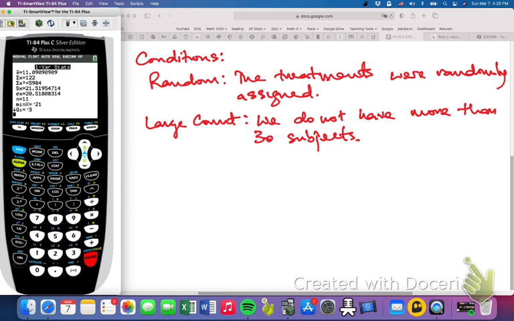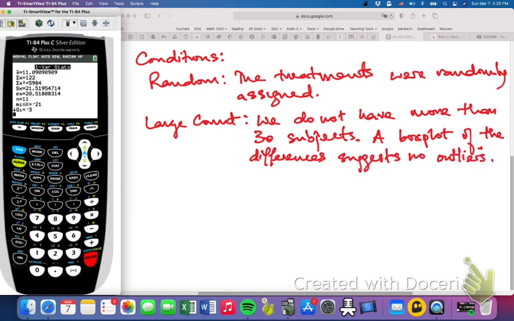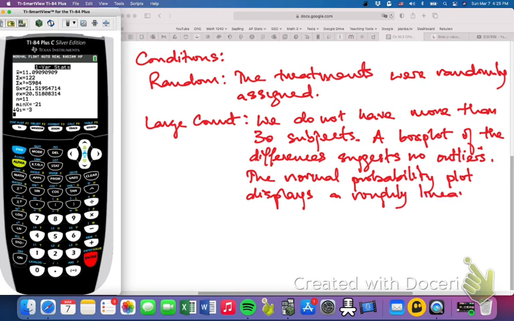Okay, so let's continue. So a box plot of the differences suggests no outliers, right? I've just showed you. Okay, and then the normal probability plot displays a roughly linear pattern. And that goes to show that the sampling distribution, right, is approximately normal.